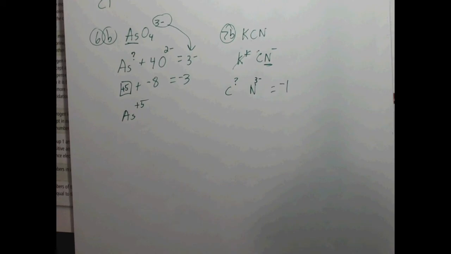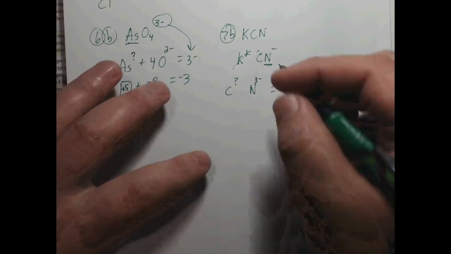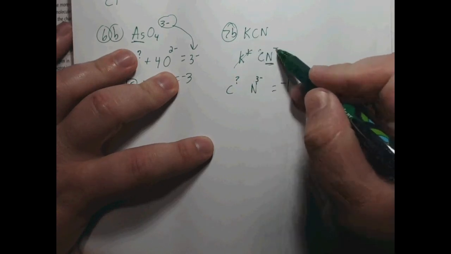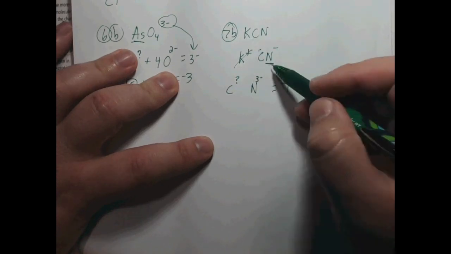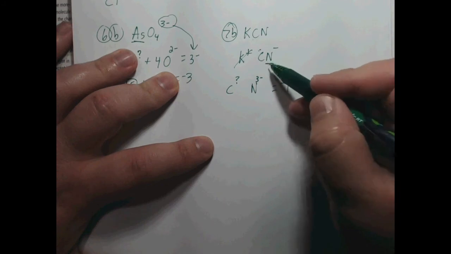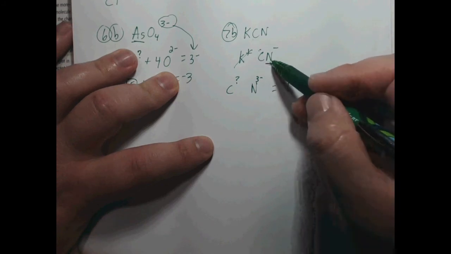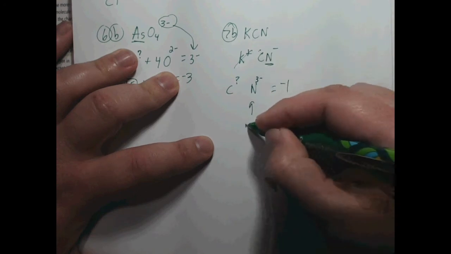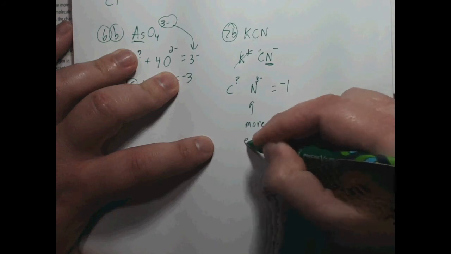Okay, back on 7B, potassium cyanide. That's K plus and then CN minus, it's cyanide, that's its charge. So then these two, it's not ionic. Okay, and we don't know which is which. So we look at their electronegativities. And when you look at them, you're going to find that the nitrogen is more electronegative.